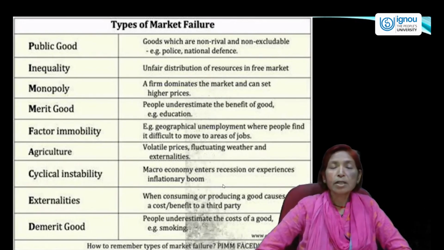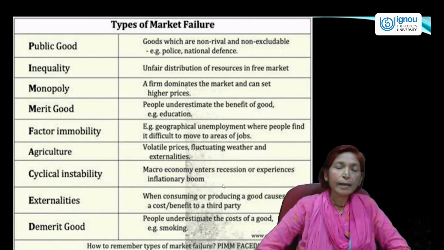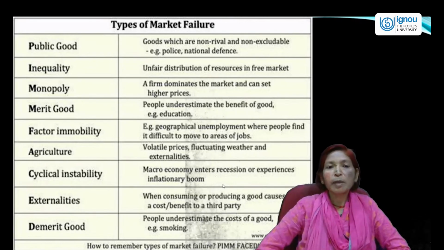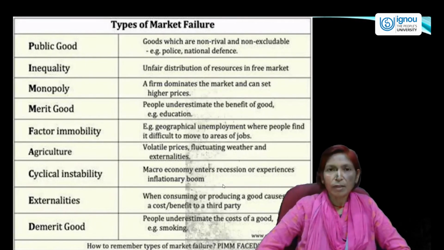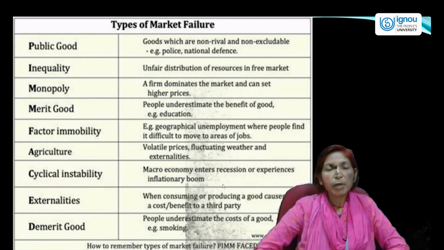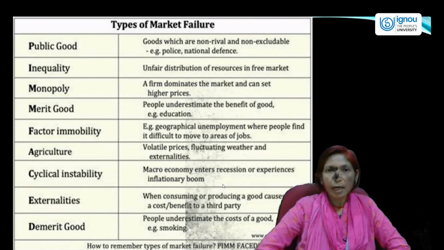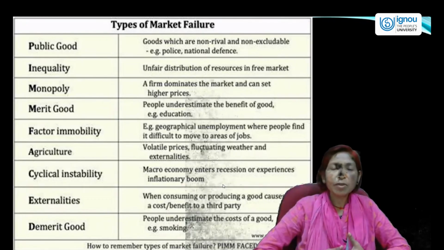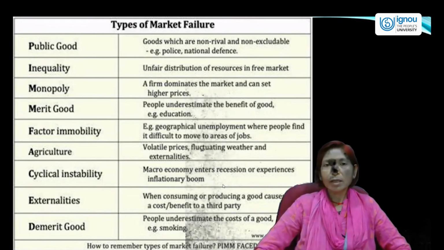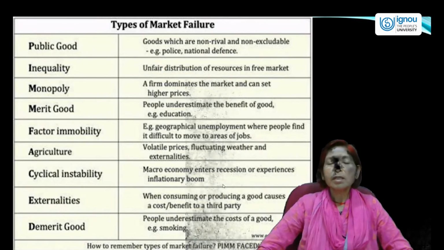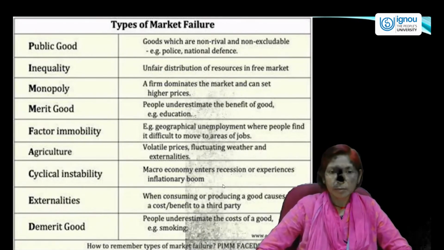Next is merit good. A merit good is a good whose benefits people underestimate. For example, education. Education is a merit good, but people don't understand the benefit of education, and they hesitate and always avoid higher studies. So, this is called a merit good.